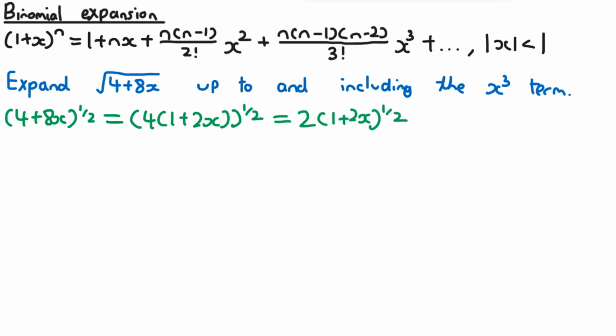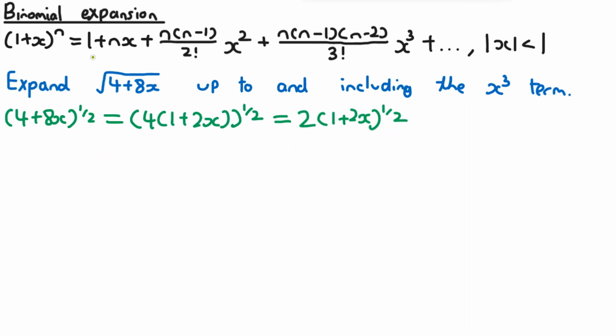And what we have now is this bracket here, which is of the form 1 plus x to the power of n. So therefore we can expand this, find everything up to the x to the power of 3 term, and then just multiply it by this in order to get the expansion of this. So therefore it's going to be 1 plus 2x to the power of a half.